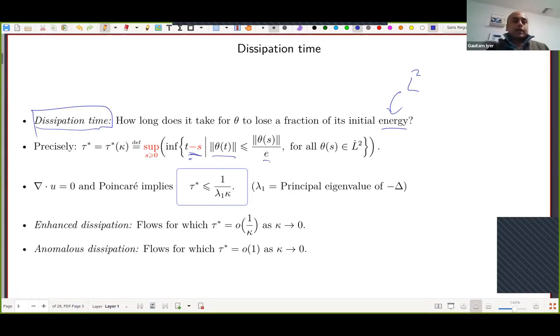I call that tau star. That's the dissipation time. It of course depends on the diffusivity kappa. It also depends on the velocity field u, which I've suppressed here.